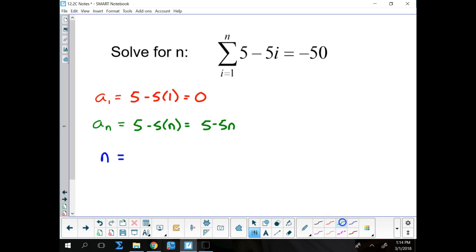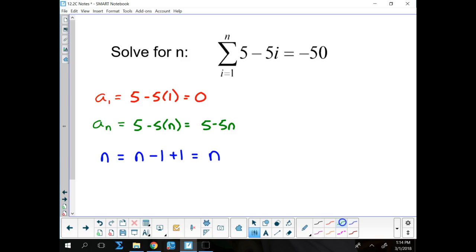Okay. No, it's not last term. The last term is 5 minus 5n. The n is n. It's not the same. But that's not what you were communicating. Okay? So this is end minus start plus 1. So that's n minus 1 plus 1, which is n. Okay?